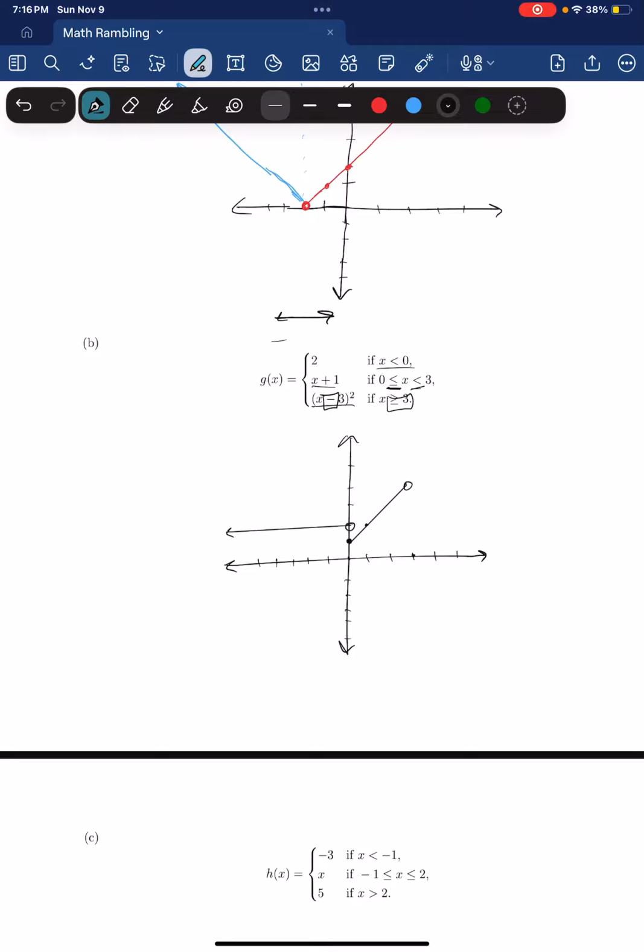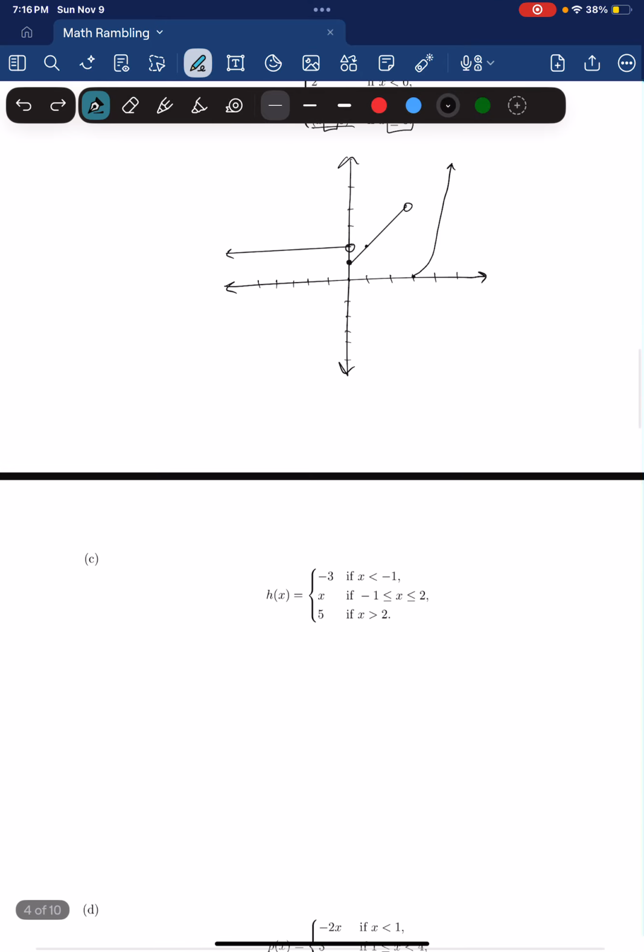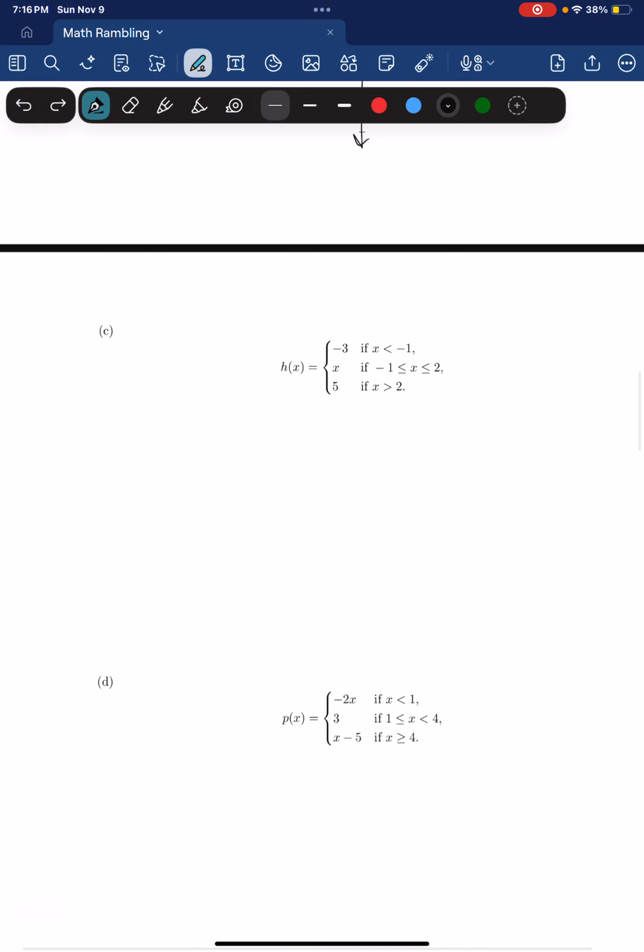So x squared would look something like this if we were drawing both sides, but we only need what's greater than or equal to 3, so we only need that right side. That's the next one down. All right, let's look at this one.